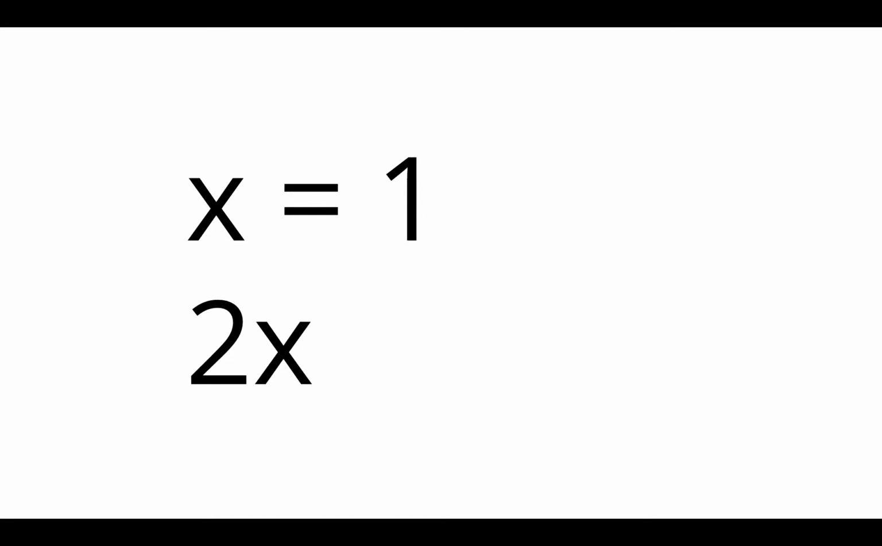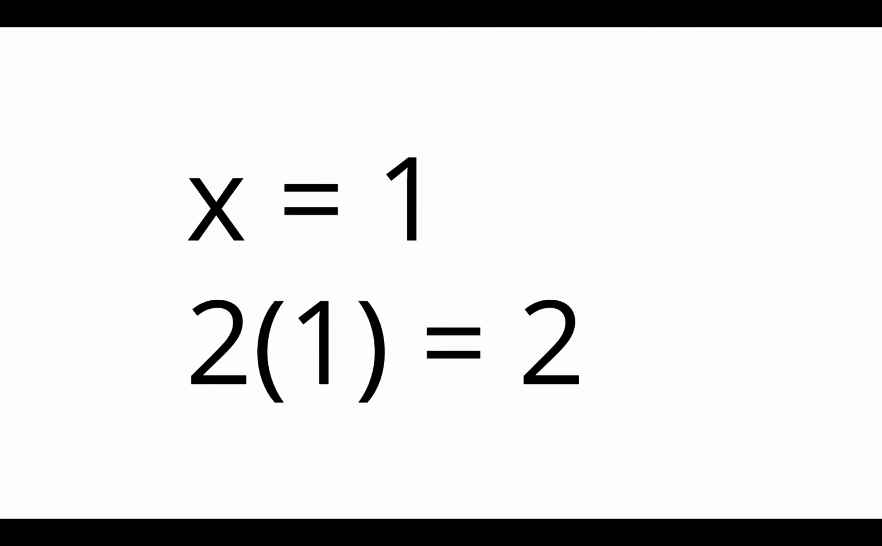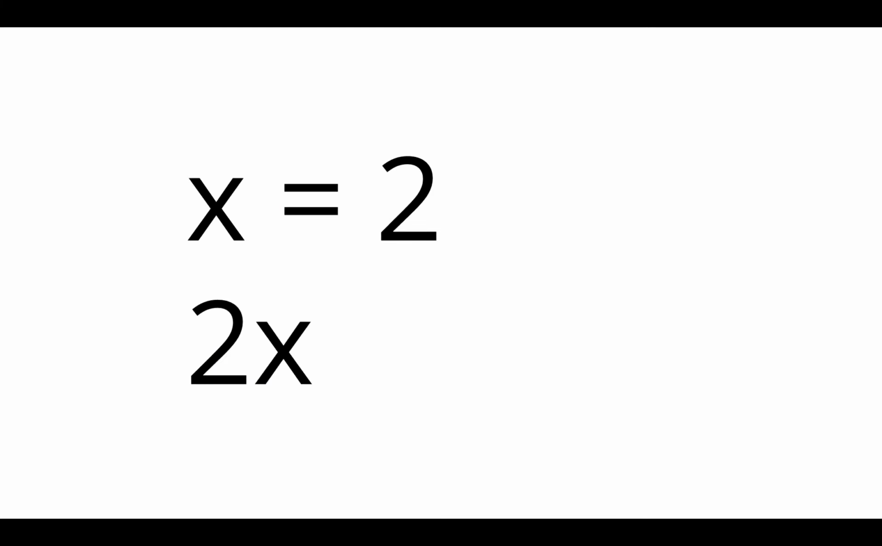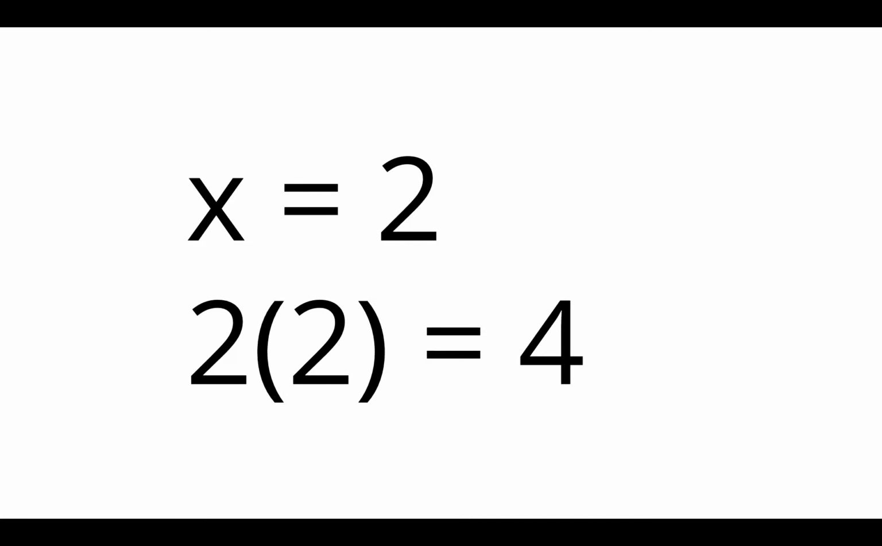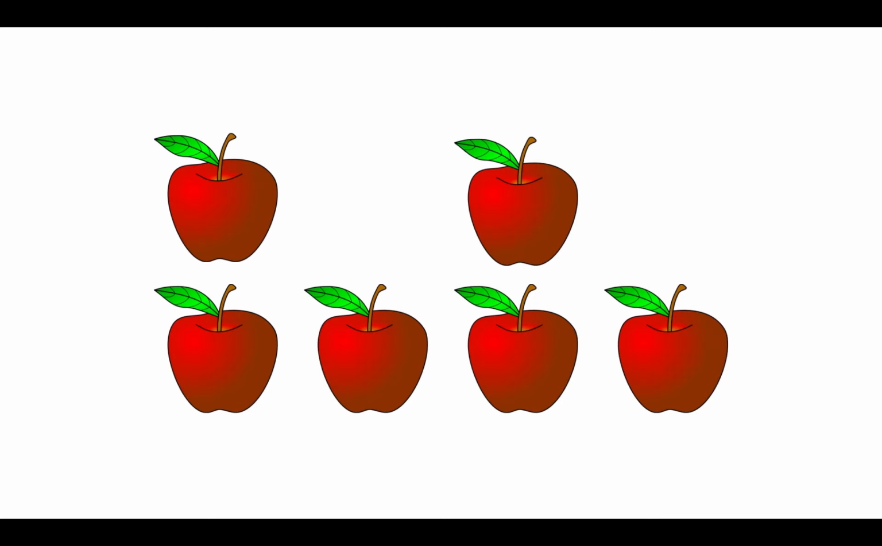Let's start with 1. If x equals 1, then 2x is 2 times 1, and that equals 2. Notice that to multiply 2 times 1, we had to write the 1 in parentheses. But still, it's still just next to the 2. Let's evaluate the expression if x equals 2. So that's 2x, or 2 times x. 2 times 2 equals 4.